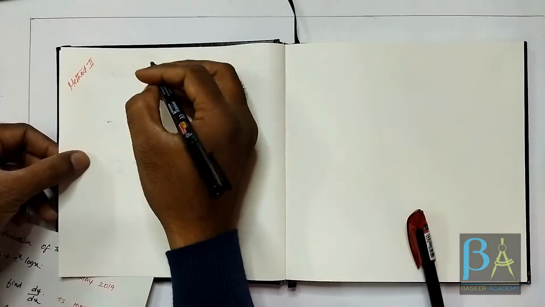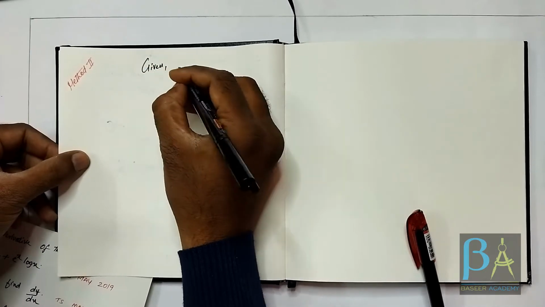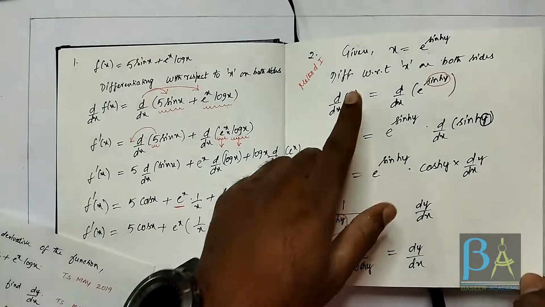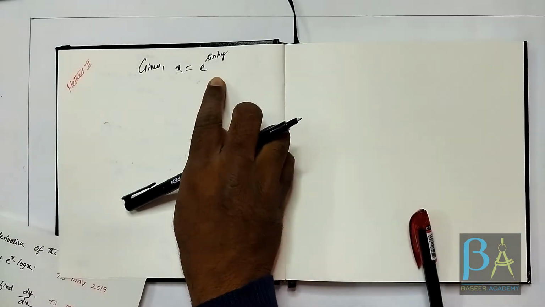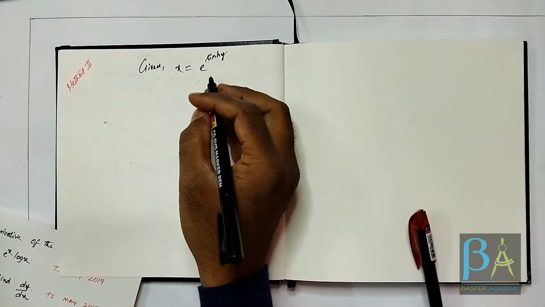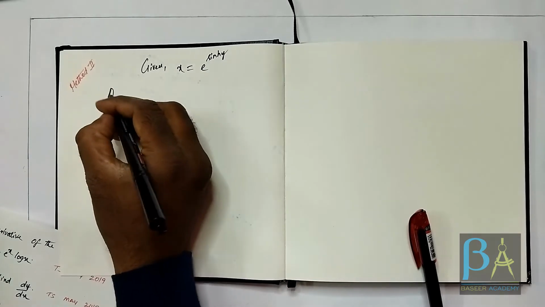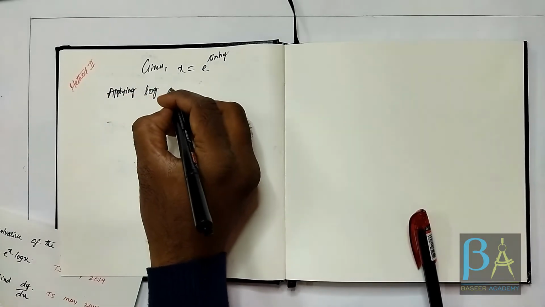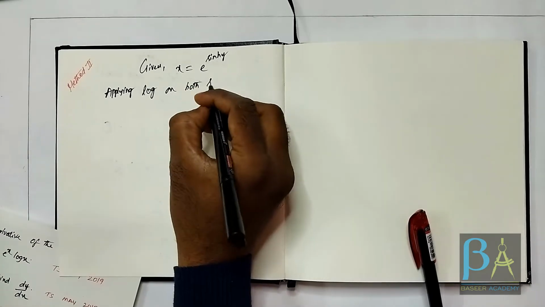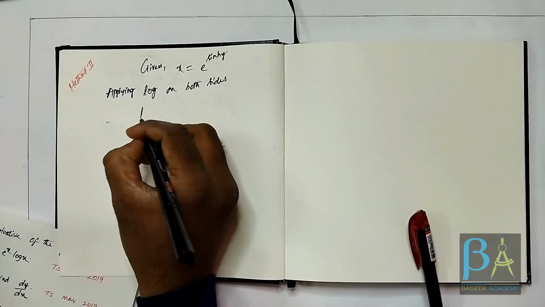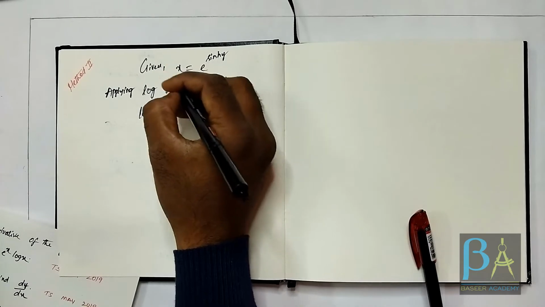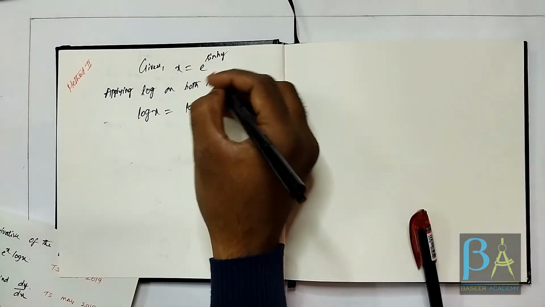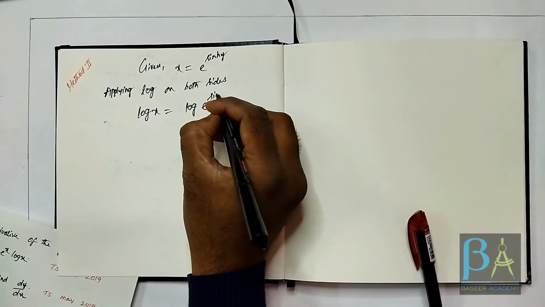What is given to us? It's given that x is e power sine hy. I'm going to differentiate this time by applying log on both sides. So when I apply log here, I'm going to apply log on the left hand side. Similarly, I'm going to apply log on the right hand side.